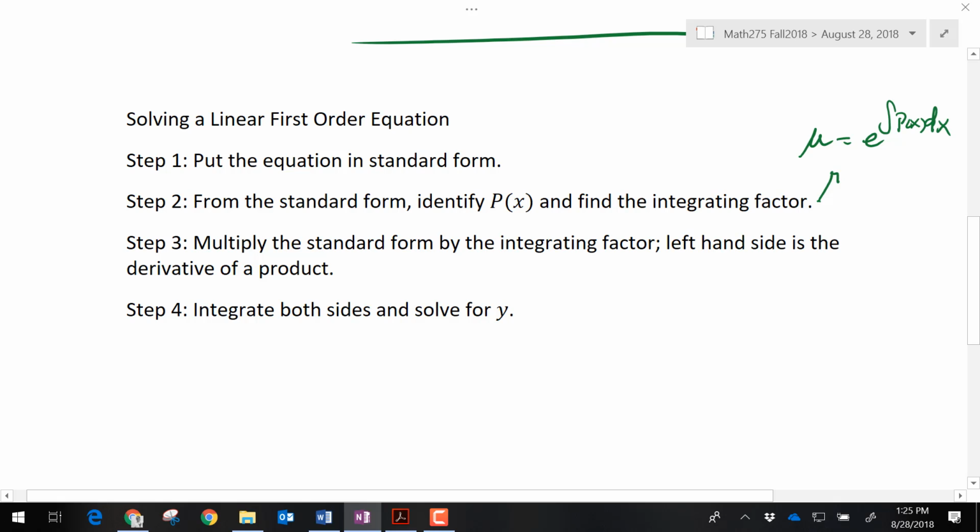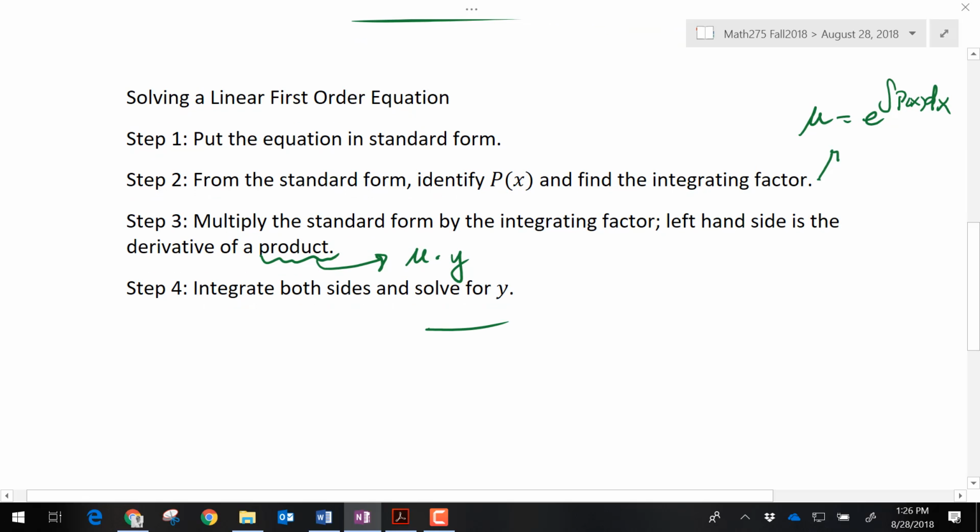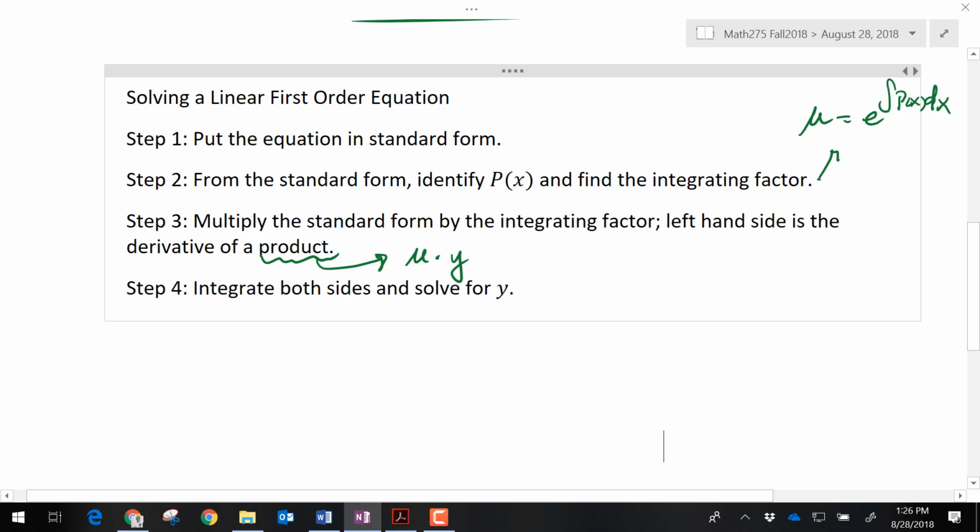Step 3, multiply the standard form by the integrating factor. The left-hand side is going to be a derivative of a product, and the product that we're looking for, we can actually identify as mu times y. And then step 4, integrate both sides so that the left-hand side would be your integrating factor times the dependent variable, mu times y, and then the right-hand side would be whatever the integral is. And then solve for y. In most cases, you should be able to solve for y. And then that's it.